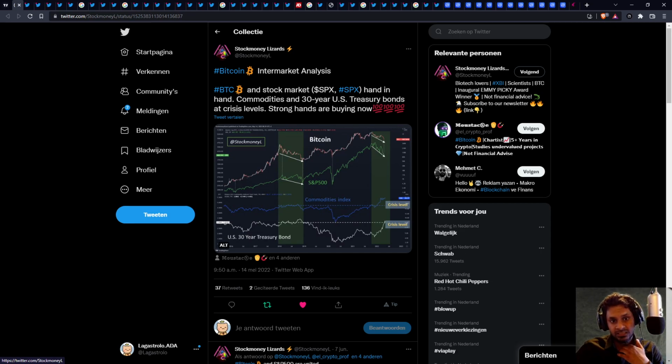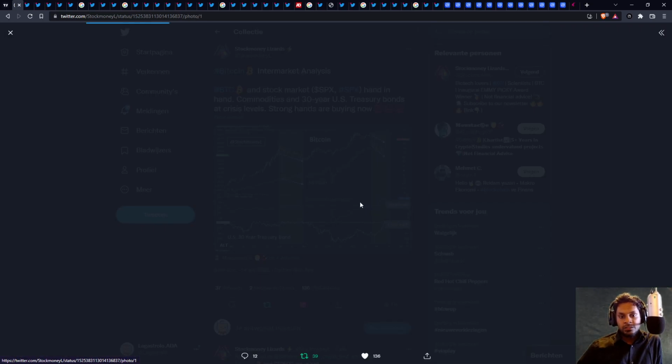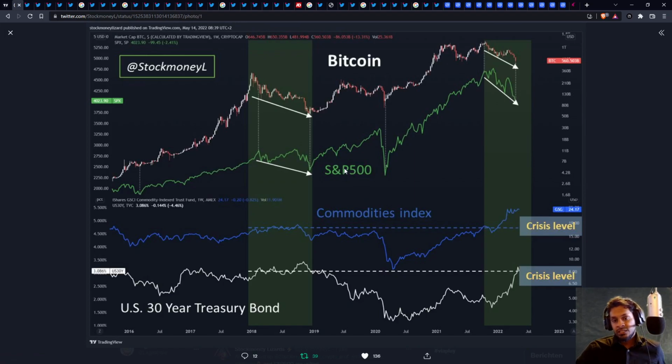Intermarket analysis: Bitcoin and stock market S&P hand in hand. Commodities and 30 year US treasury bonds at crisis levels. Strong hands are buying right now. So if we look at the S&P 500 and the Bitcoin chart, we can clearly see that it's correlated with one another. And also at the commodities and bonds level, this is a good indication for all of us to build our portfolio before the market makes another bounce and creates new all-time highs, hopefully in the future.